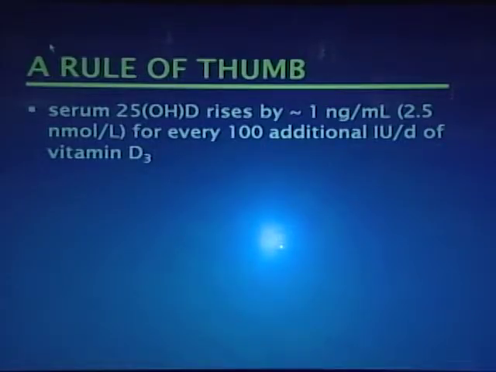Now, once again, nobody's recommending 10,000, but see, that's a factor of 3 safety, and even there, I can't think of very many clinical situations in which that might be useful, if any. A kind of rule of thumb is that serum 25D rises by about 1 nanogram per milliliter, or 2.5 nanomoles, for every 100 international units per day of vitamin D3.